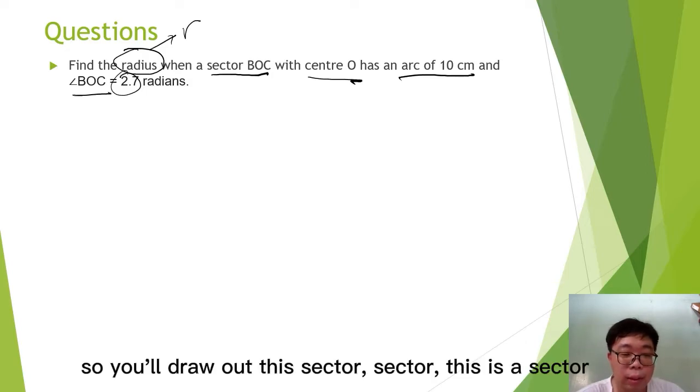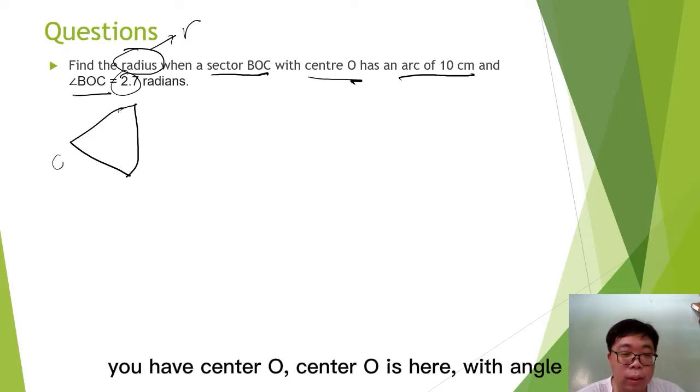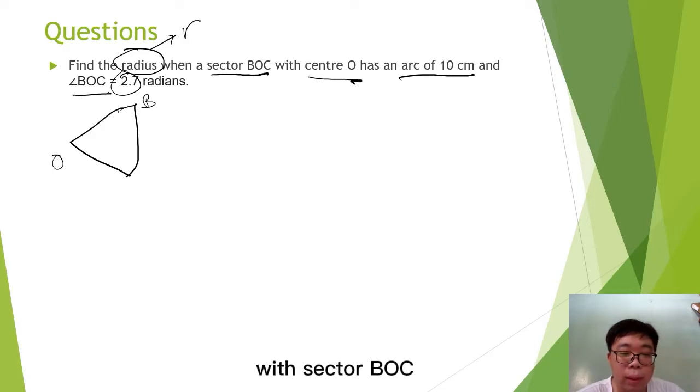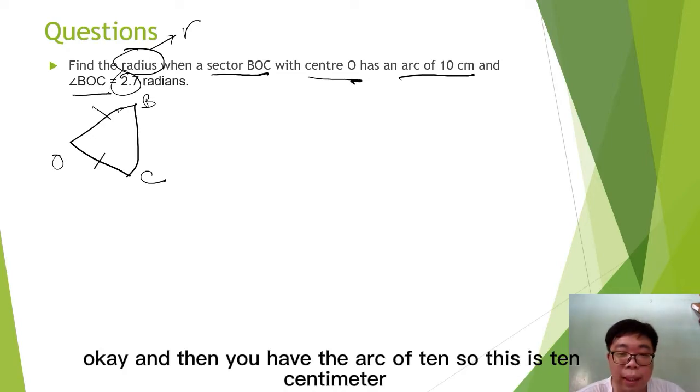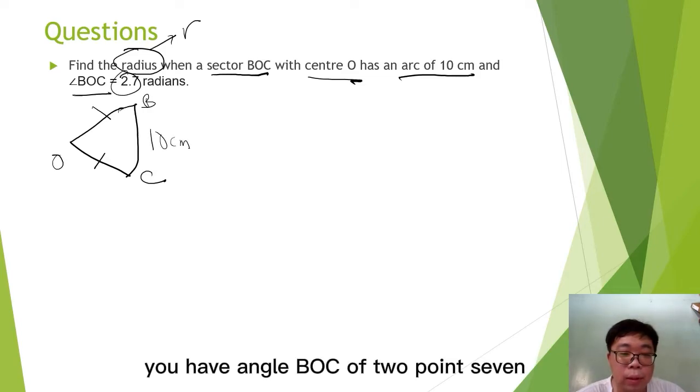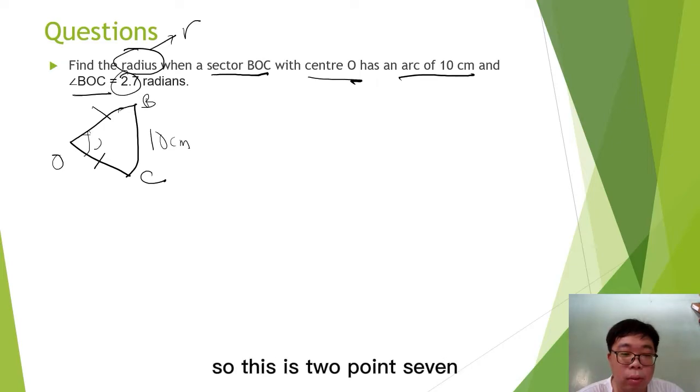So you draw out this sector. This is your sector. You have center O, so center O is here, the angle of sector BOC, and then you label the radius R, which is this. Okay, and then you have the arc of 10, so this is 10 centimeter. You have angle BOC of 2.7, so this is 2.7.